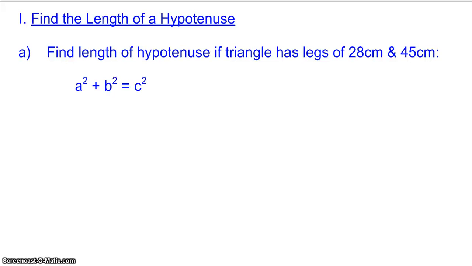Okay, so we always start in our geometry with the formulas, and we have this formula, a squared plus b squared equals c squared. So where do we input the given information? Charlie, what would you say? Okay, so how would I write the new equation?